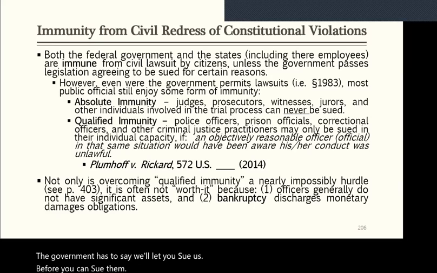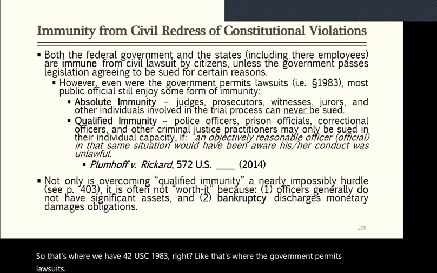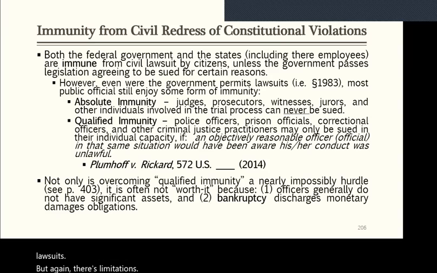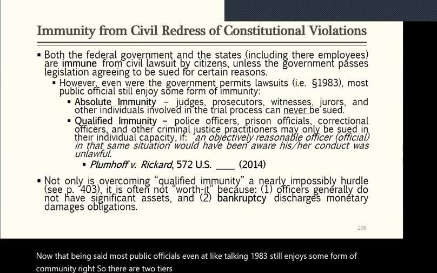So that's where we have 42 USC 1983. That's where the government permits lawsuits. But again, there are limitations, and it's kind of problematic, but it is what it is. Now, even under 1983, most public officials still enjoy some form of immunity. There are two tiers of immunity. We talked quite a bit about qualified immunity, so let's address absolute immunity.